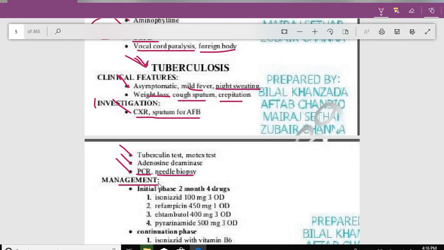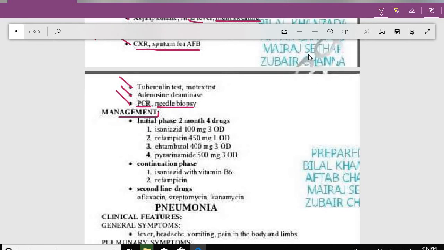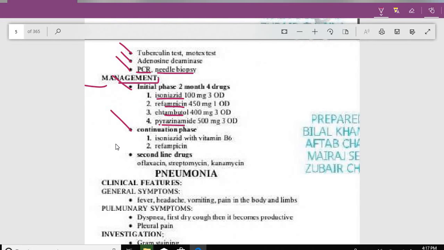How is management performed? There is a regimen which should be given to the patient, and that regimen includes isoniazid, rifampicin, pyrazinamide, and ethambutol, with different dosages according to the phases of the disease. In the initial phase we give different doses, in the continuation phase we give different doses, and second line drugs are ofloxacin, streptomycin, and kanamycin.